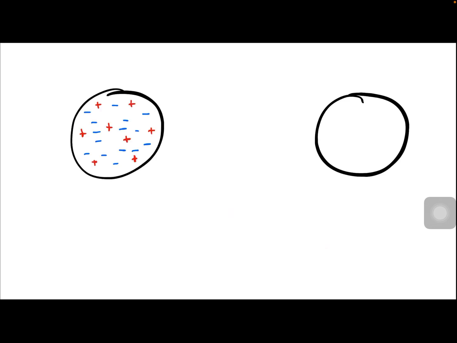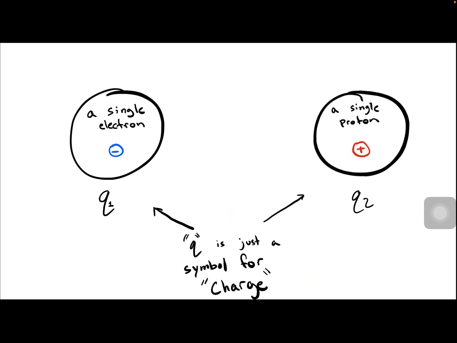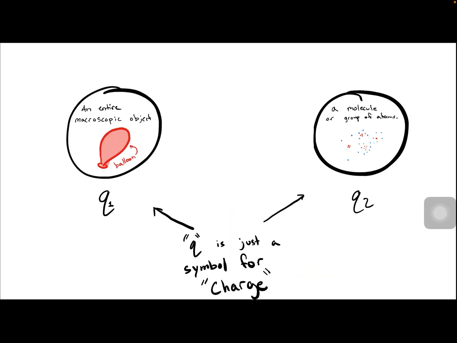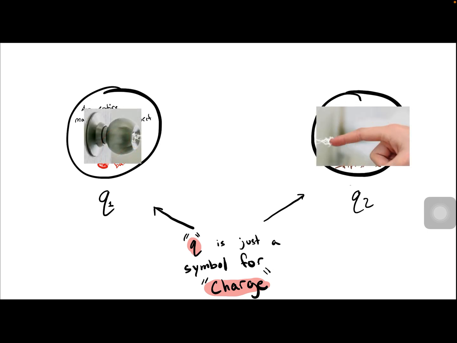So take this object on the left, it's got some protons and electrons, and this object on the right, we call them Q1 and Q2, charge 1 and charge 2. Q is just the symbol for charge. So what can that mean? A charge can be a single electron, a charge can be a single proton. Something that's charged could be an atom or an ion, or a charged object can be a molecule or a group of atoms. It could even mean an entire macroscopic object like a balloon or like the static hairs. Just remember that Q is just a symbol for charge. Q1 could be the doorknob, and Q2 could be your finger that gets shocked.